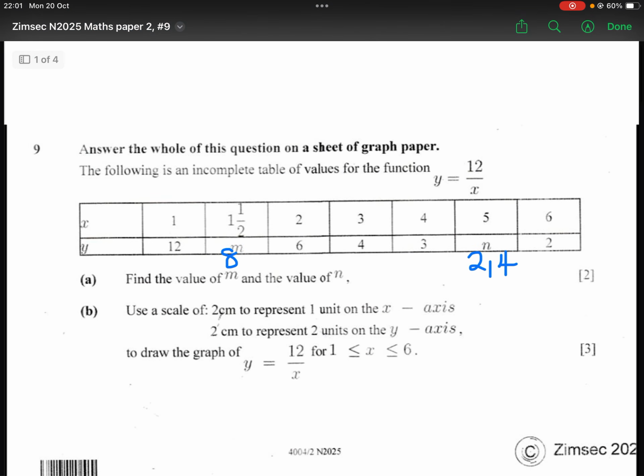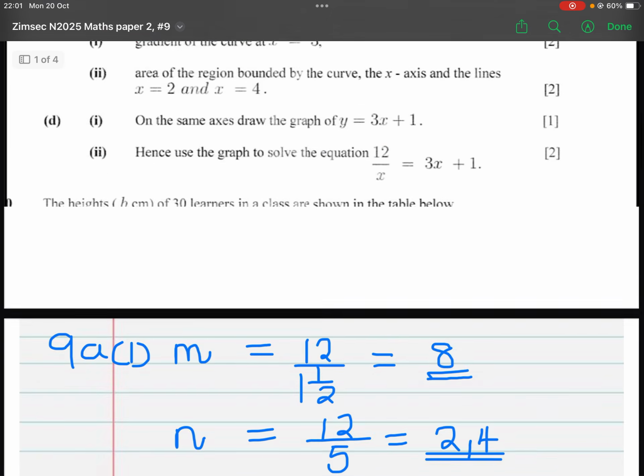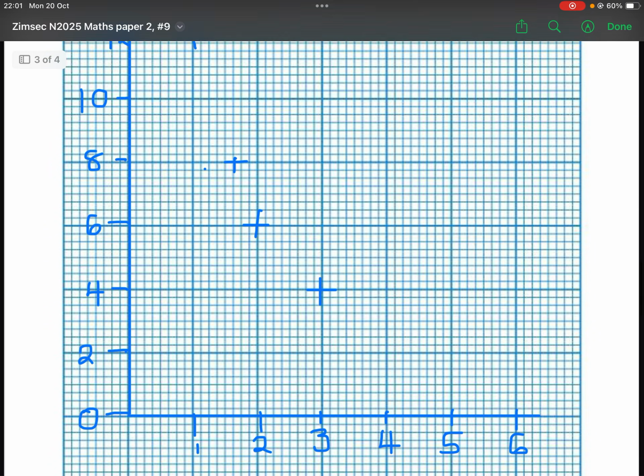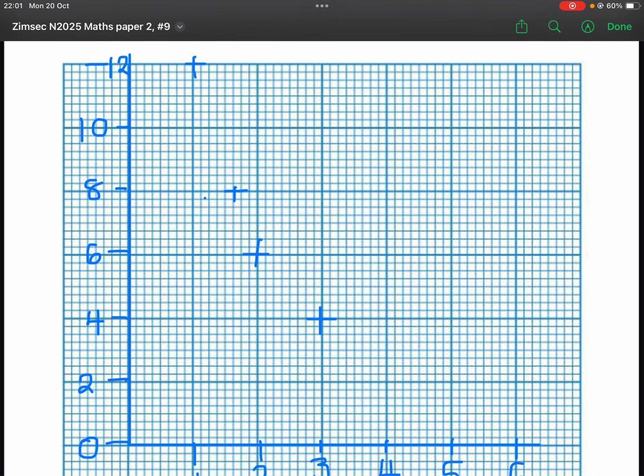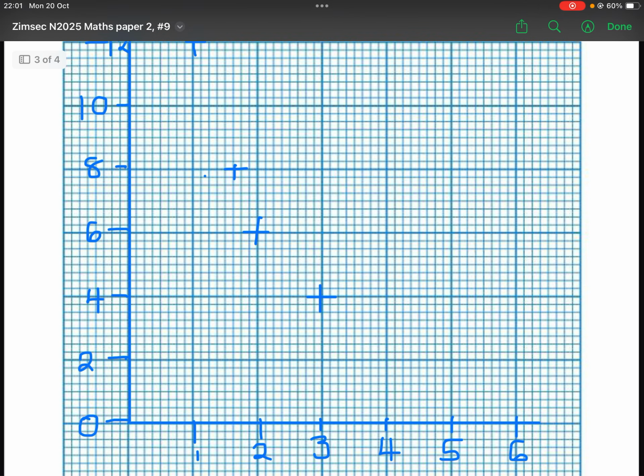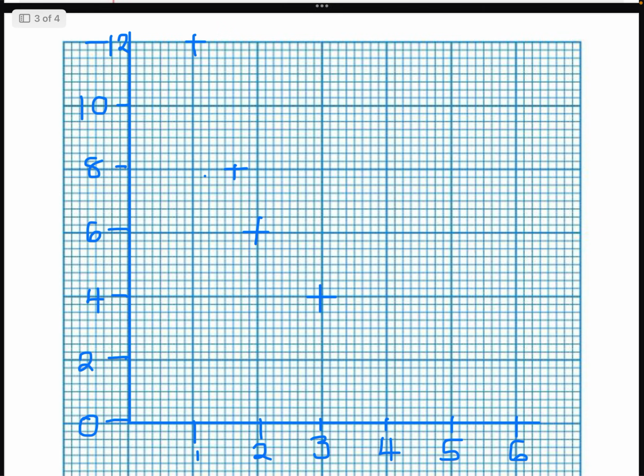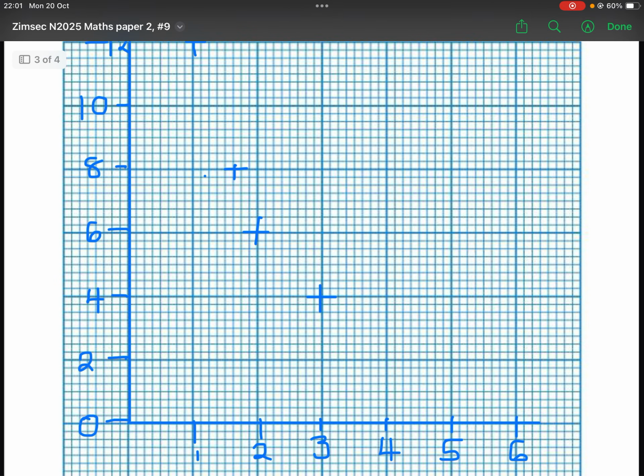Right? And next we are having 4, 3. Let me confirm. 4 in the x-axis in line with 3 in the y-axis. So we are going to plot this point. We are saying 4 in line with 3. So 3 is in between 4 and 2. So it is 1, 2, 3, 4, 5. It is somewhere here.